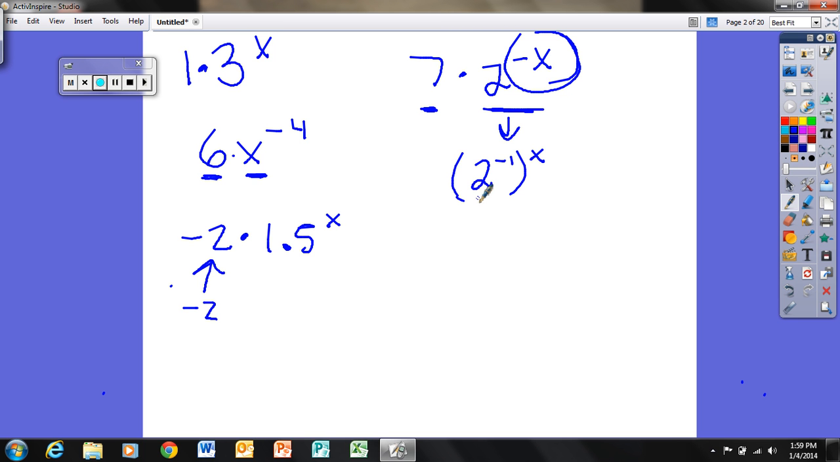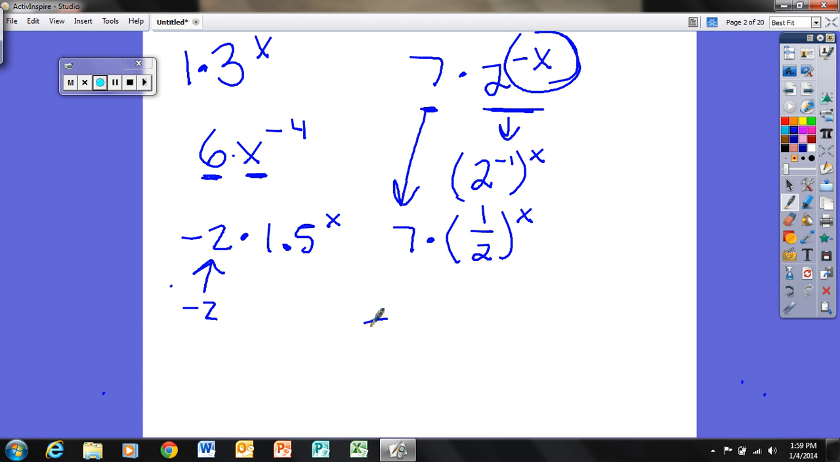And then 2 to the negative 1 is actually really 1 over 2 to the x. Remember, that gets moved to the bottom. We talked about that in, I believe, the first unit. So now I'm just going to rewrite my 7 down here. Now I actually have 7 times 1/2 to the x. So still 7 is my initial value, but in this case my base is 1/2. And we're going to do one more example here.